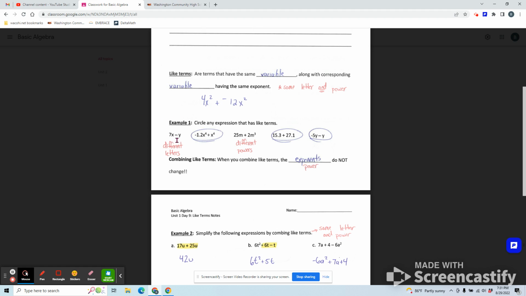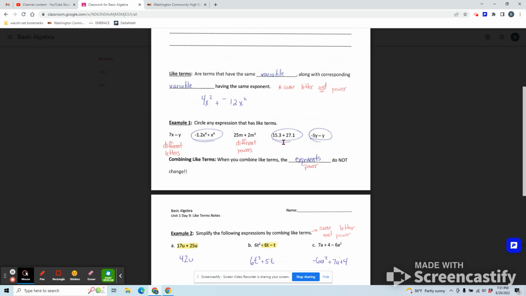So the first one is no, because they're different letters. X is not the same letter as Y. The second one, they both have the letter X and it's to the fourth power, so we're going to circle those. The next one, they do both have the letter M, but one has just M and the other has M cubed. They are not the same power. Same letter, yes, but it has to be both the same letter and the same power.